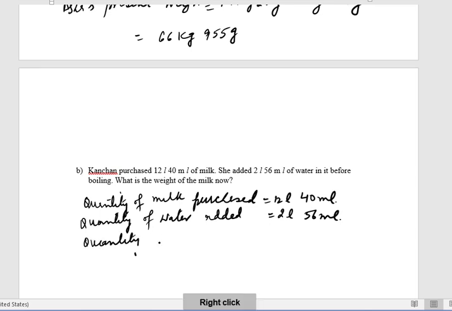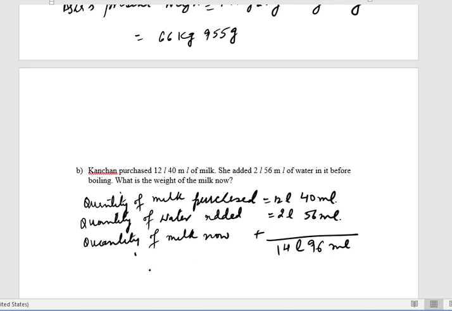Quantity of milk now. So what will it be now? Addition of both. So we can add here only. So in milliliters, 0 plus 6 is 6, 4 plus 5 is 9, and 2 plus 2 is 4, and 1. It is 14 liters and 96 milliliters. I hope it is clear.